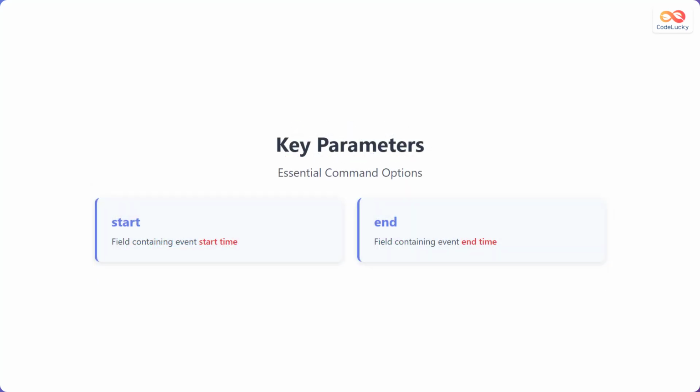The concurrency command has two essential parameters that you must understand. The start parameter identifies the field in your data that contains the beginning timestamp of each event. The end parameter points to the field that contains the ending timestamp of each event. These two parameters work together to define the time span during which each event is considered active or running.